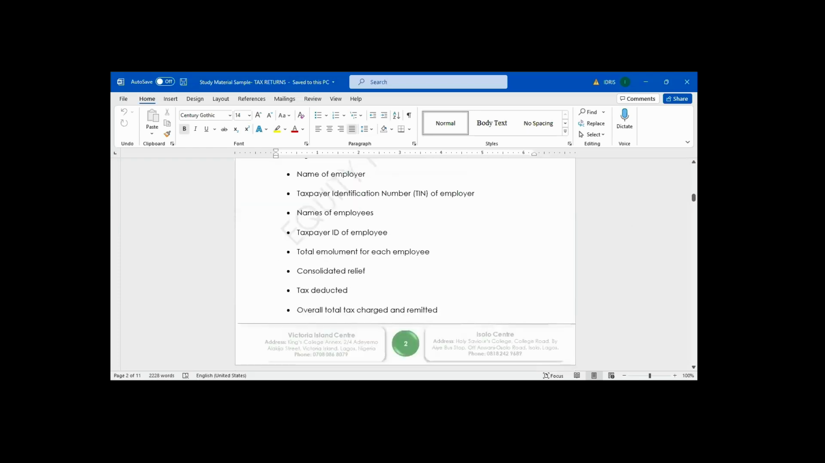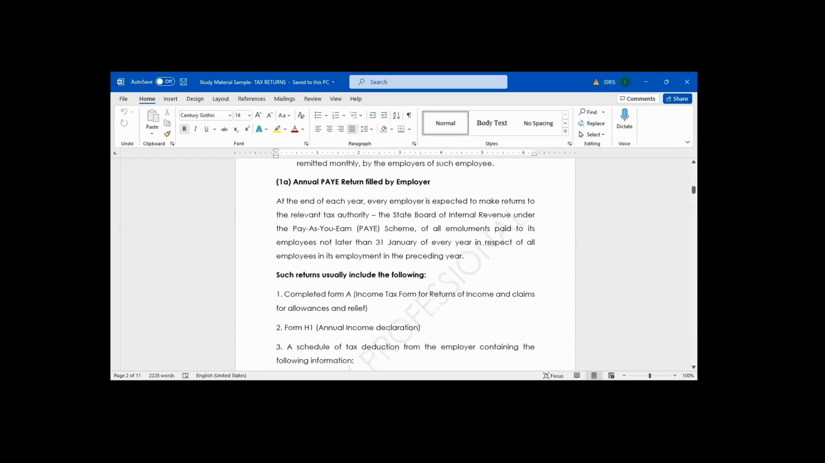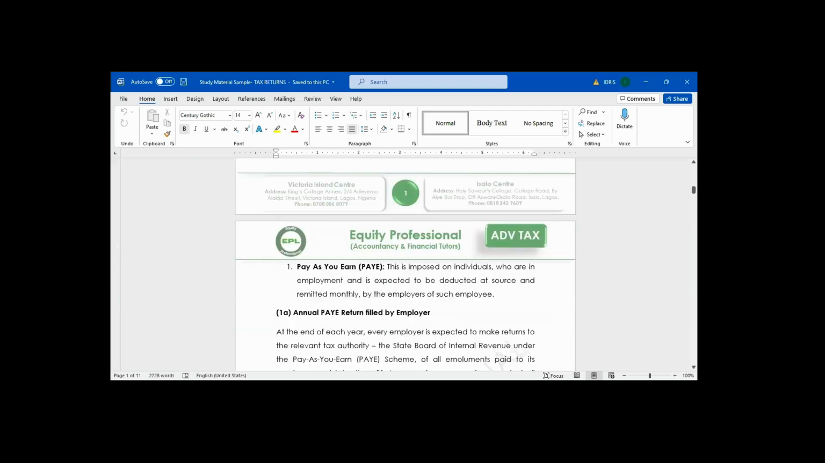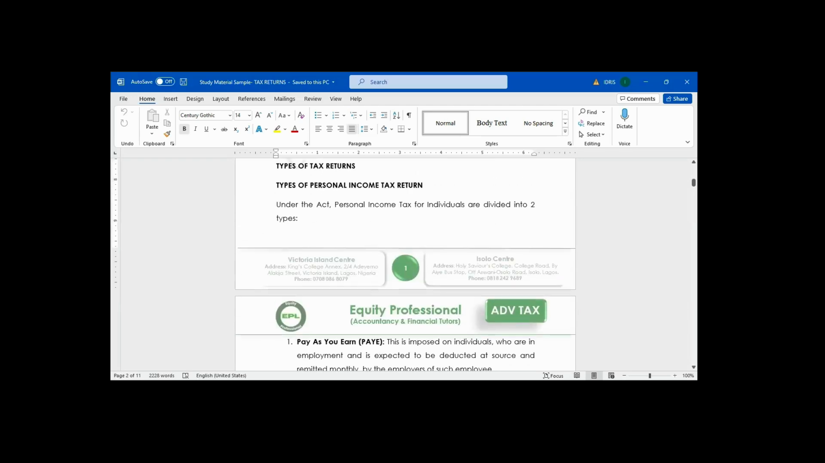These are part of the content of the annual PAYE return. Like we said, personal income tax return is divided into two. Number one is pay as you earn, which we are still discussing. This pay as you earn can be divided into two: monthly return and annual return. Now, we want to look at the annual return. We said the annual return must be filed not later than 31st of January of the following year.